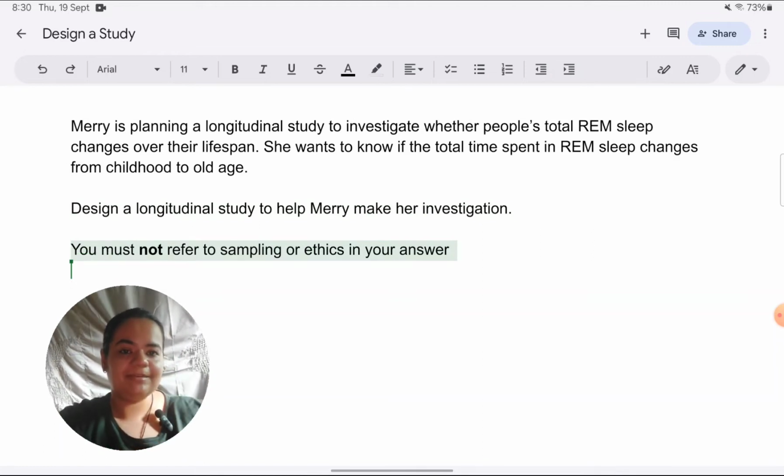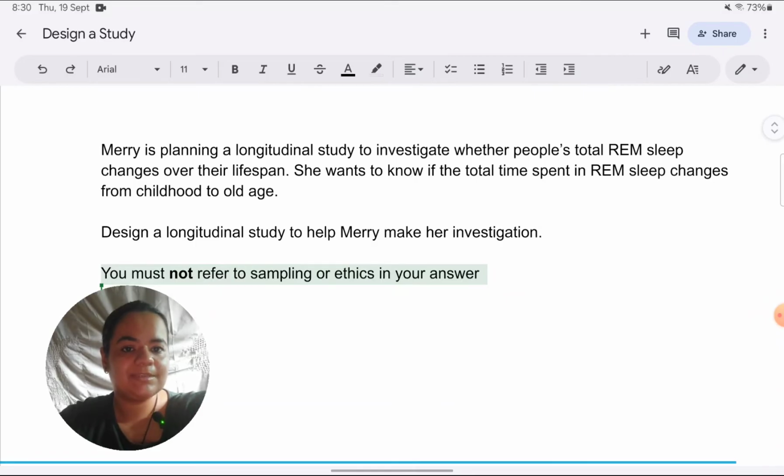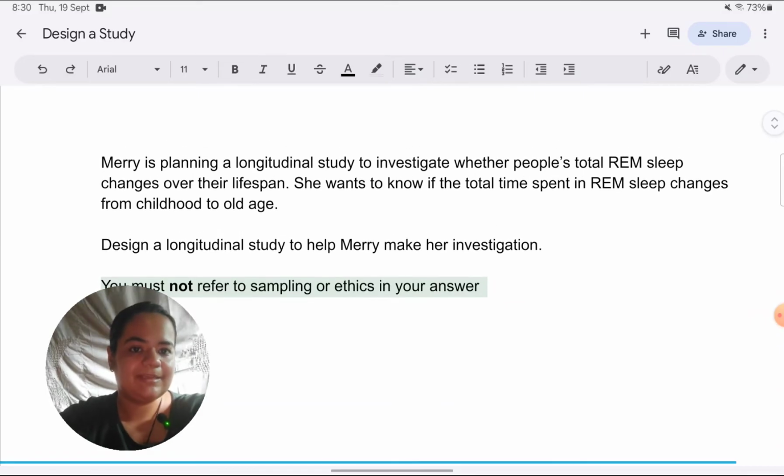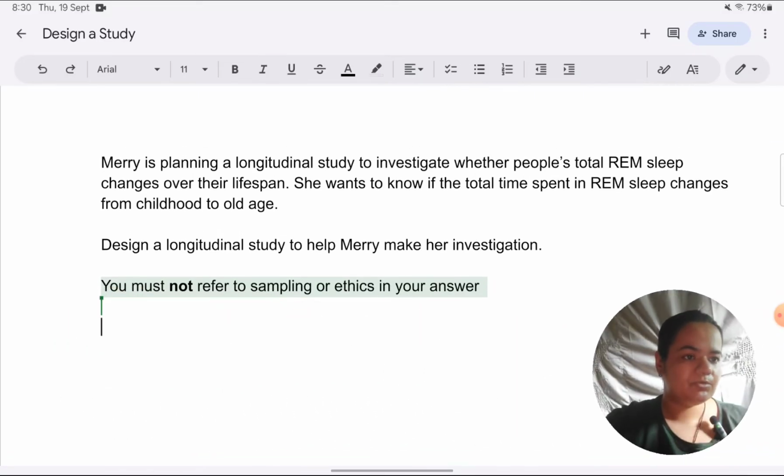So right away, right here, I would like to point out how students commonly make a mistake at this point. Now, here you have been told explicitly not to refer to sampling or ethics. Still, students will begin with either how many participants should be there in the study, or what is the technique for recruitment of participants, such as volunteer or opportunity sampling. Some of them will also begin with how informed consent is being taken.